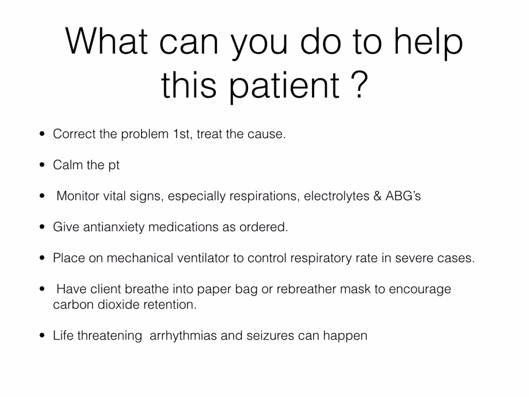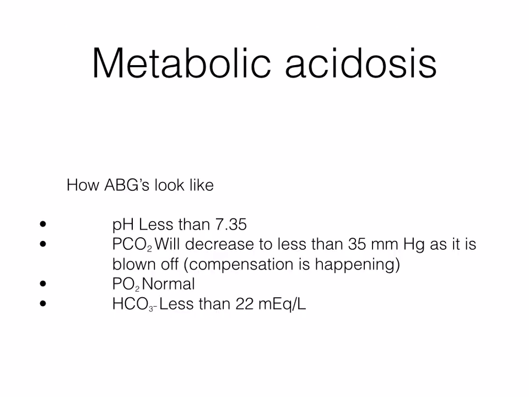Let's go to the next slide, metabolic acidosis. Now, with metabolic acidosis, we want to know how the numbers look. It's very important to know them. The pH is less than 7.35. The PCO2 will decrease to less than 35 millimeters of mercury because it is blown off. The partial pressure of oxygen will be normal. Bicarbonate will be less than 22.